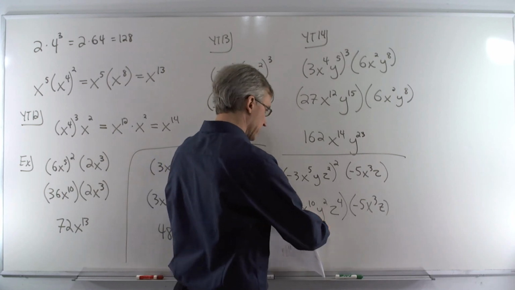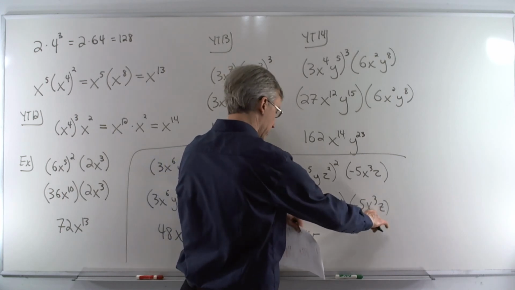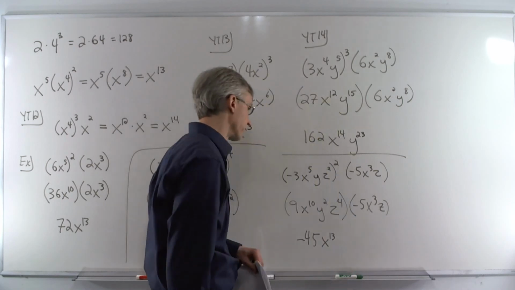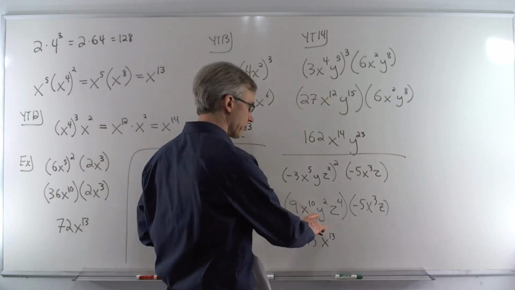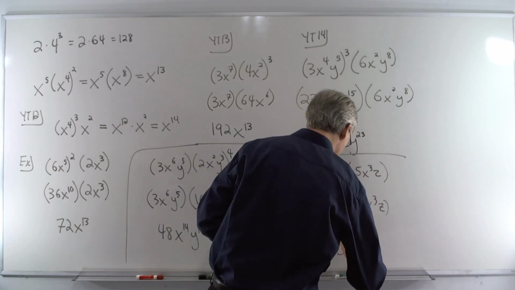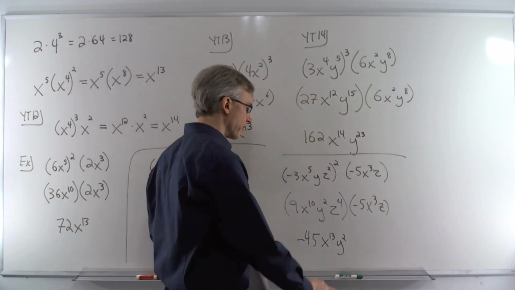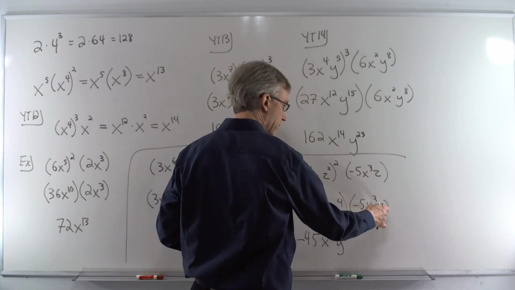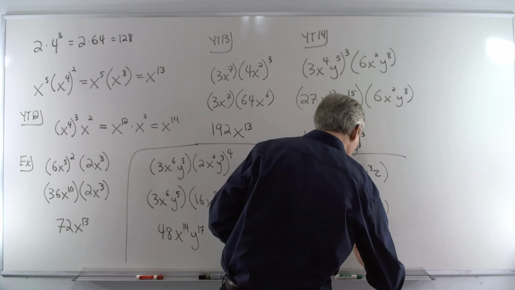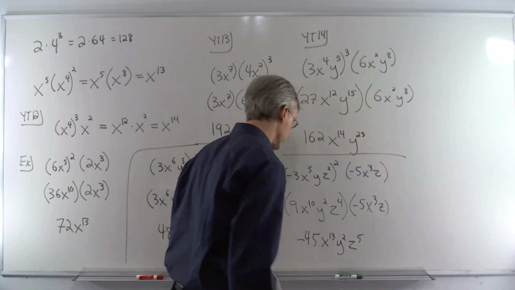Combining the x's, x to the 10th, x to the 3rd. Add those exponents to get x to the 13th power. Now we got the y's, where the y doesn't have a match, so we'll leave it as y squared. Z to the 4th times z. The assumed exponent here is 1, so 1 plus 4 is 5. You get z to the 5th.